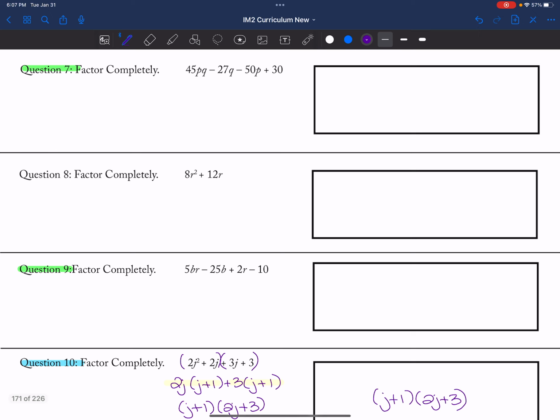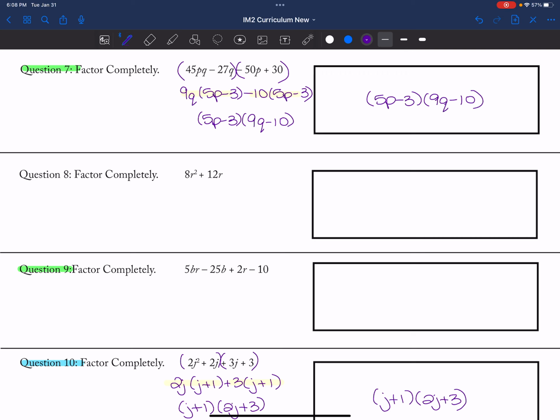Okay, and then 7, we'll factor again. What's in common? Looks like a 9Q in the first term, so that would leave me a 5P minus 3. And then minus 10. So then that would be a 5P minus 3. So then again, what's in common here is the 5P minus 3, and I'm left with 9Q minus 10. So 5P minus 3 and 9Q minus 10.